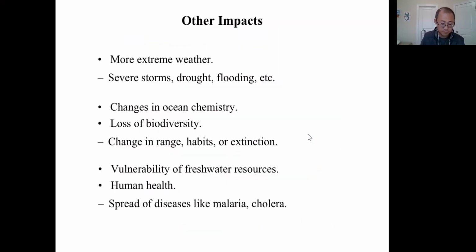The other impacts of climate change include more extreme weather, storms, drought, flooding, and also the change of ocean chemistry, and the loss of biodiversity because the ecosystem is changed. That means changing the range of habitats or extinction of some species, and also increasing vulnerability of freshwater resources, and also human health. These are some other consequences.